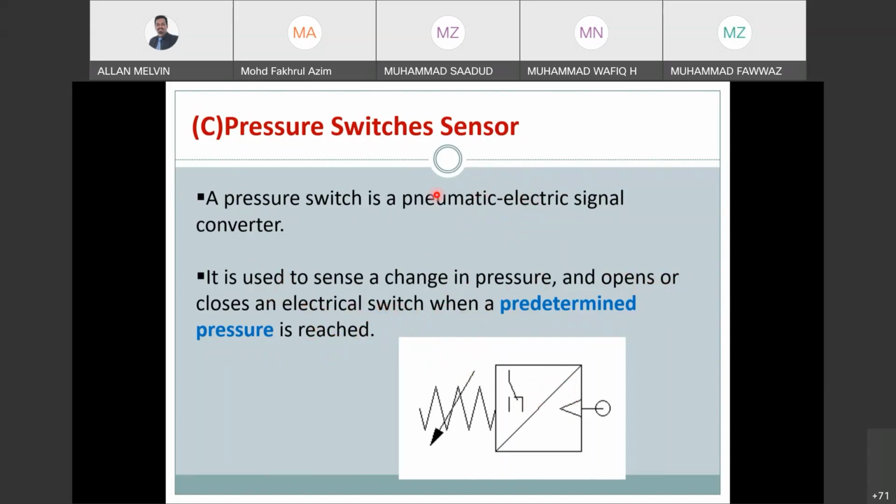So this is like a sensor, a pressure sensor. You need to reach the particular predetermined pressure. So let's say 10 bar, you give 10 bar of pressure, it will switch on, or open or close the electrical switch. That is what we call a pressure switch sensor.